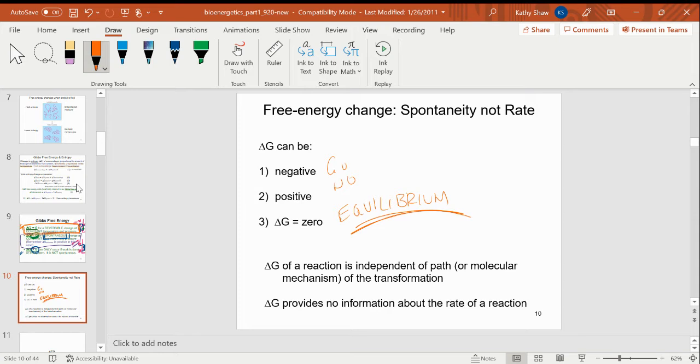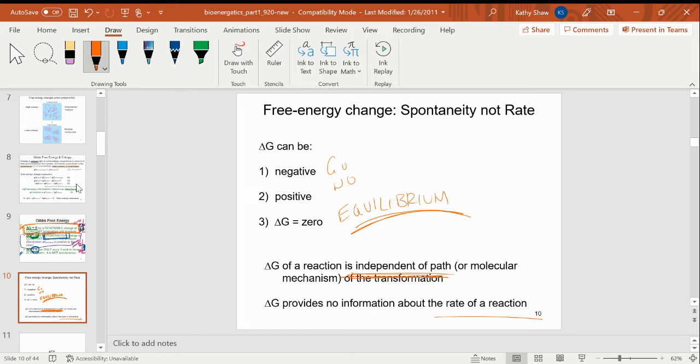If I'm not in equilibrium, my system will adjust to go to equilibrium. So again, delta G is independent of the path of reaction. Enzymes are all about the path of reaction because enzymes make the path of reaction easier. Since delta G is independent of the path of reaction, it tells you nothing about the rate of reaction.